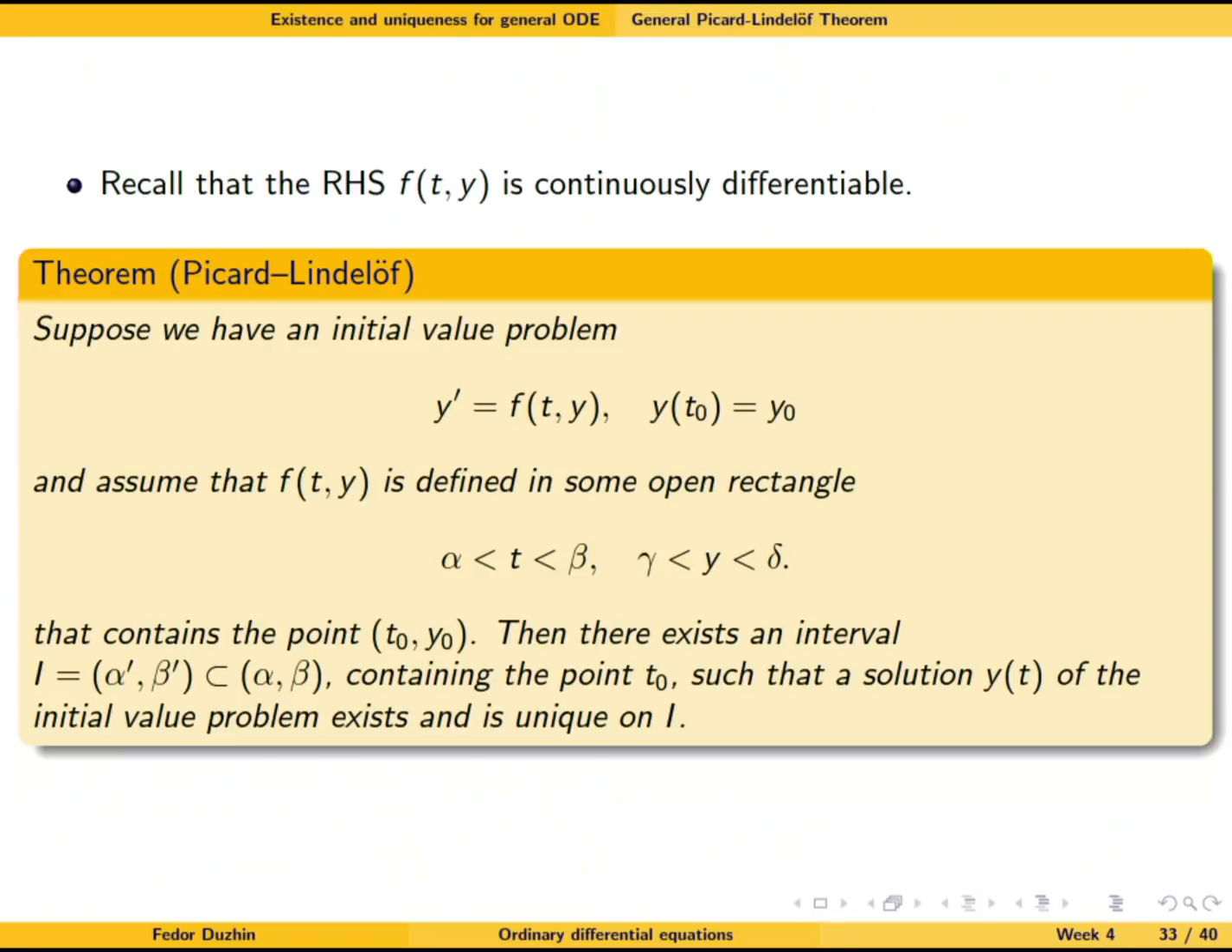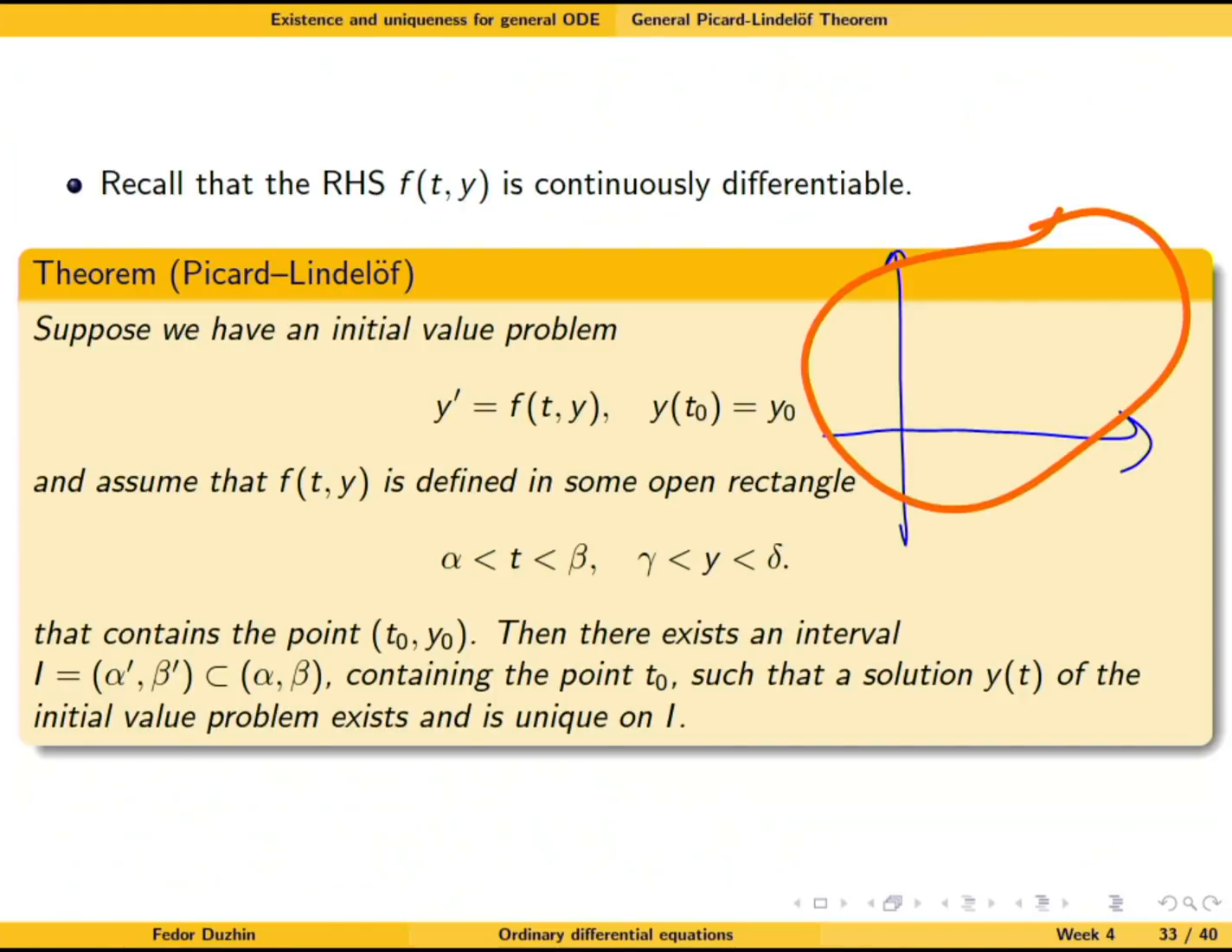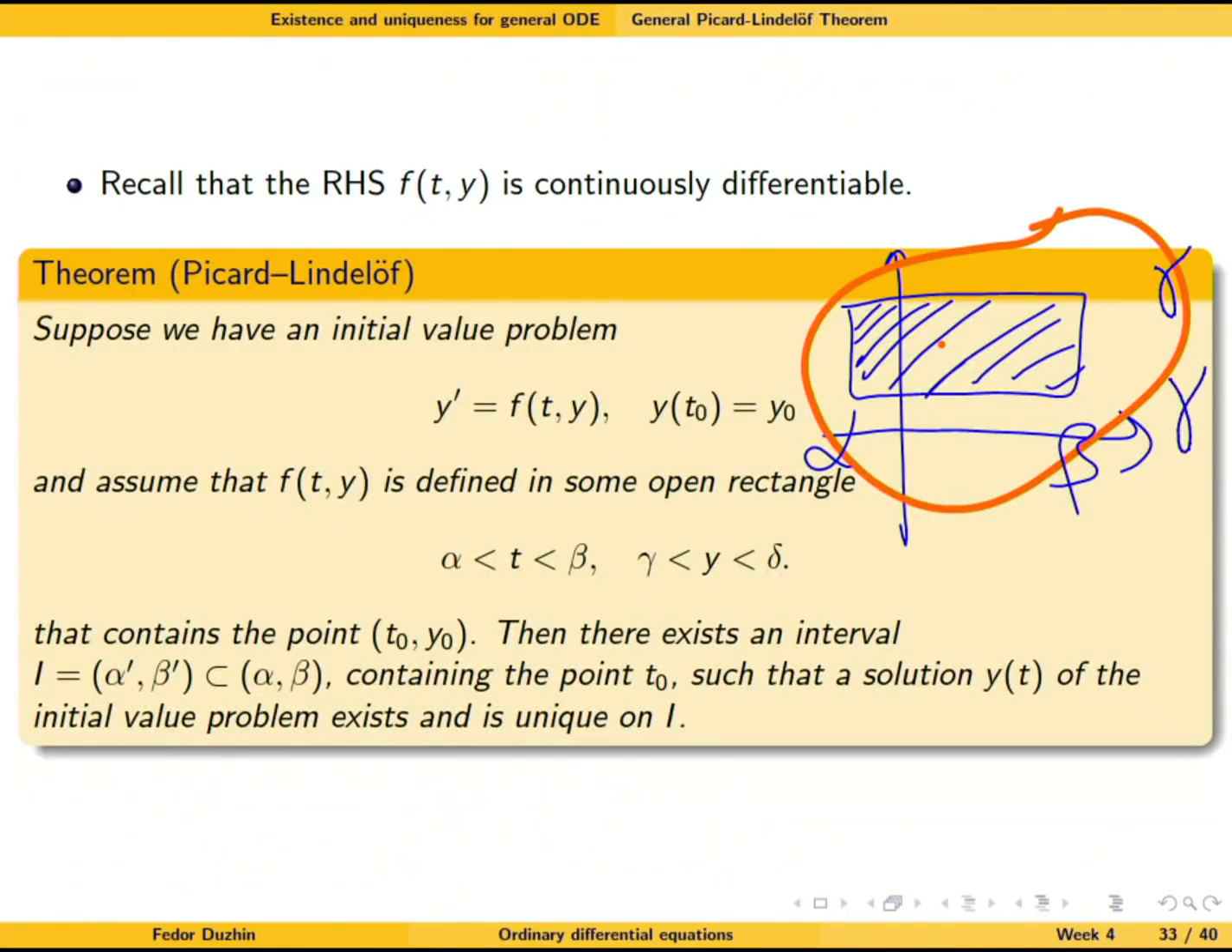Well, basically the domain of the right-hand side can be some, well, let me plot. So imagine that the domain of the right-hand side is some open set in the plane ty. And then we have the initial point somewhere here. Well, but then in this big domain, which is an open set, there is a certain subset which is a rectangle. Okay? And this is a rectangle between alpha and beta in t and gamma and delta in y.